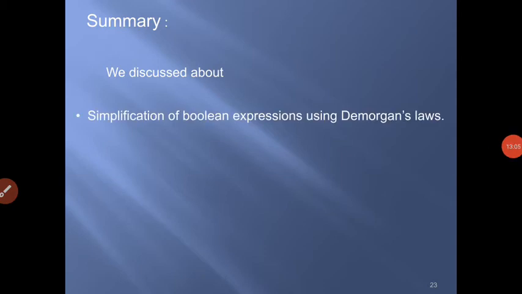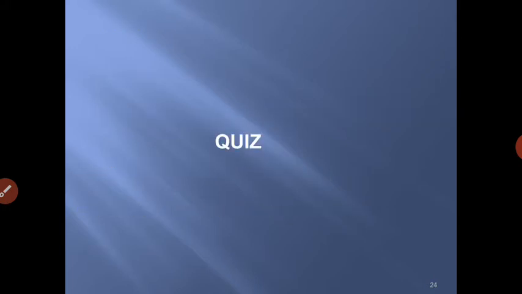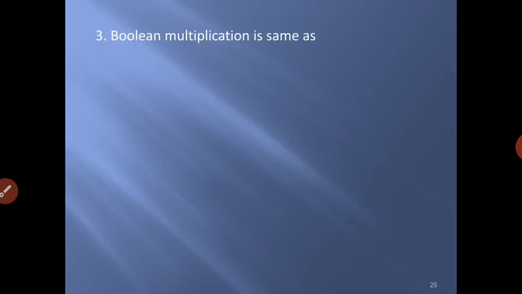So, in summary, we have discussed simplification of Boolean expressions using De Morgan laws, realizing the expressions with gates, and writing the Boolean expressions for the given problem statement. Next we will move on to the quiz.